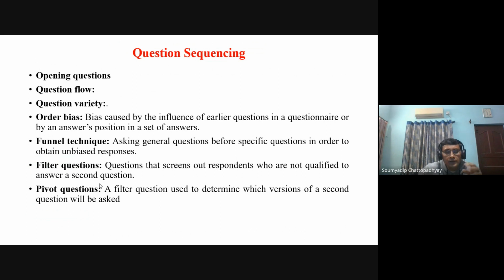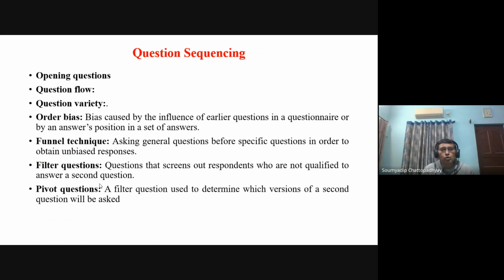Also, you should not place questions which put great strain on the memory at the start. You have to sequence your questions in such a way that it is easier for the respondents to answer, and that is why there is a specific technique which is very famous in the literature, known as the funnel technique. That means we generally start by asking general questions before moving towards the specific questions, in order to obtain unbiased responses.